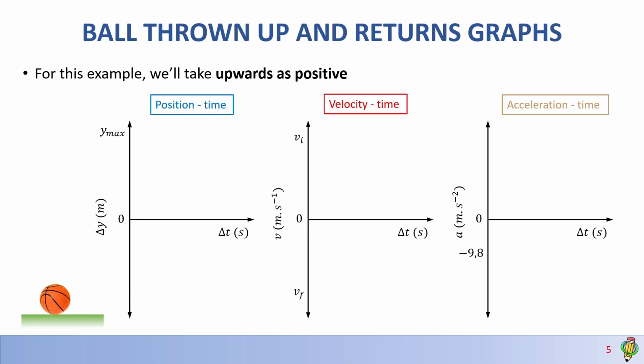Let's look at a case where a ball is thrown up and returns to the same position. For this example, we'll change and take upwards as positive. I'll choose the reference as the ground for this example. Let's look at how the graphs are drawn in real time.